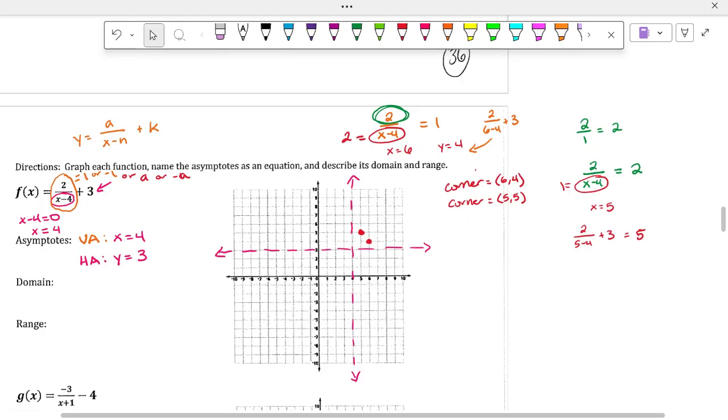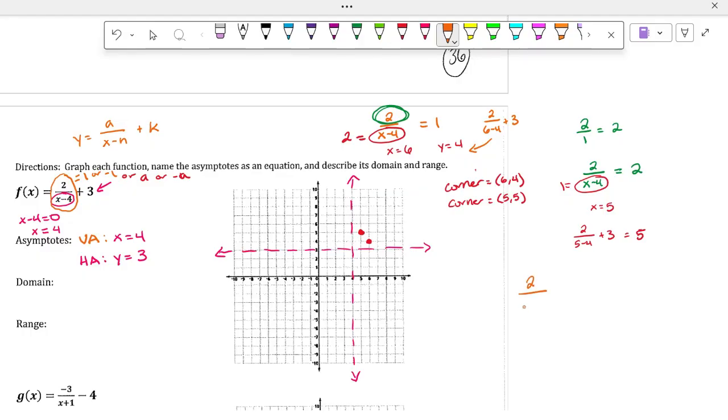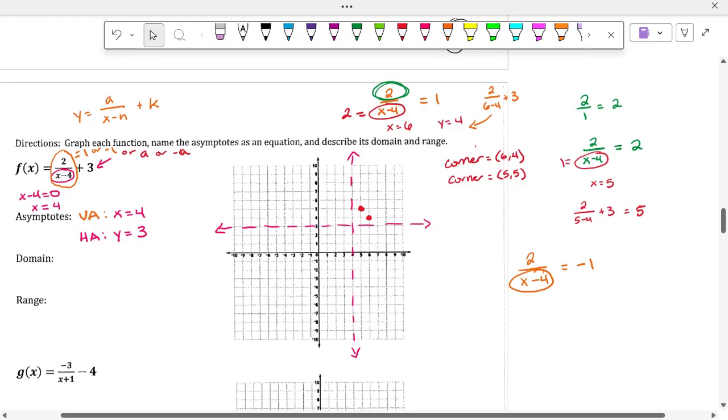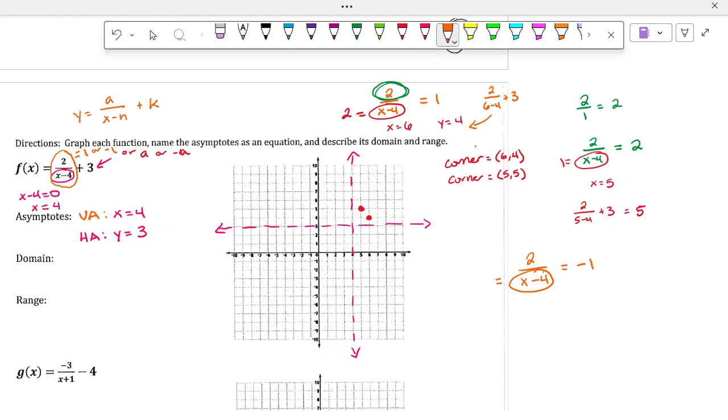So what if I did 2 over x minus 4 and I want it to equal negative 1? What should my denominator be equal to? 2. So it needs to be equal to negative 2. So x would have to be equal to 2 to get negative 2.